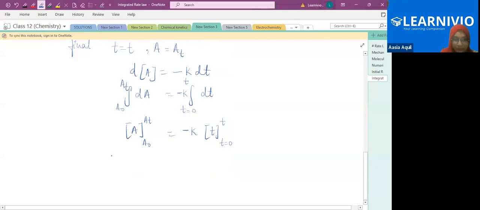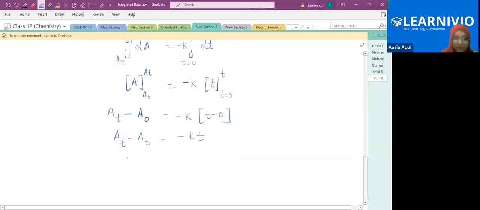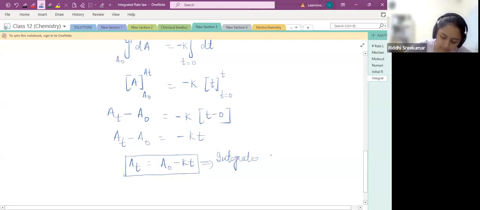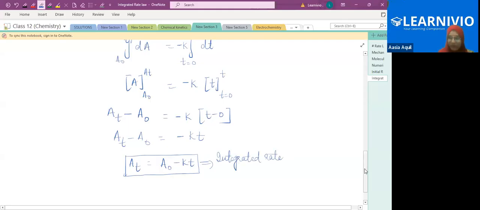Now to substitute the values, you will get At minus A naught equals minus K into (t minus 0). Now, when you rearrange this, you will get At is equal to A naught minus Kt. Now, this is the integrated rate law equation for a zero order reaction. You just have to remember this equation. Will the derivation be asked? No, the derivation will not be asked.